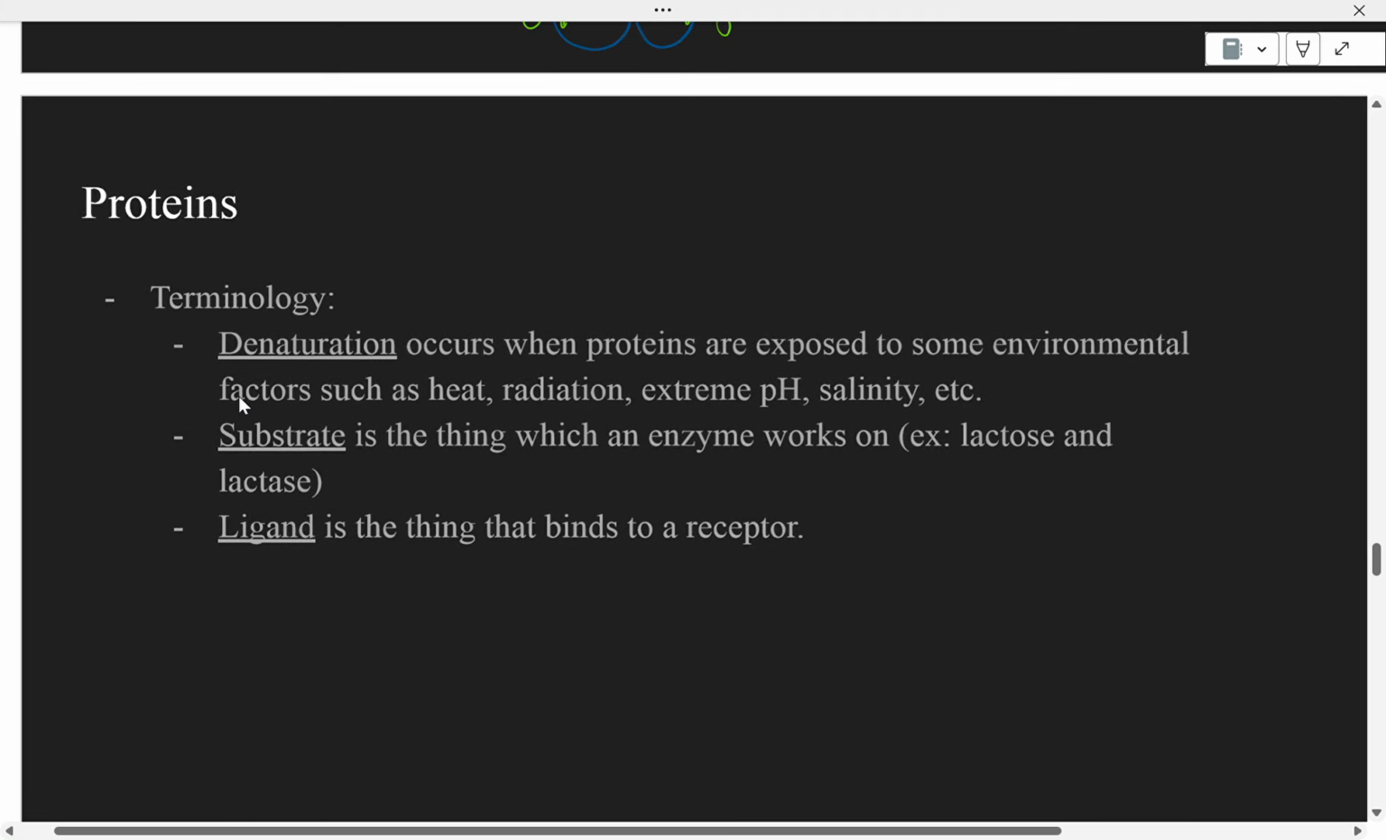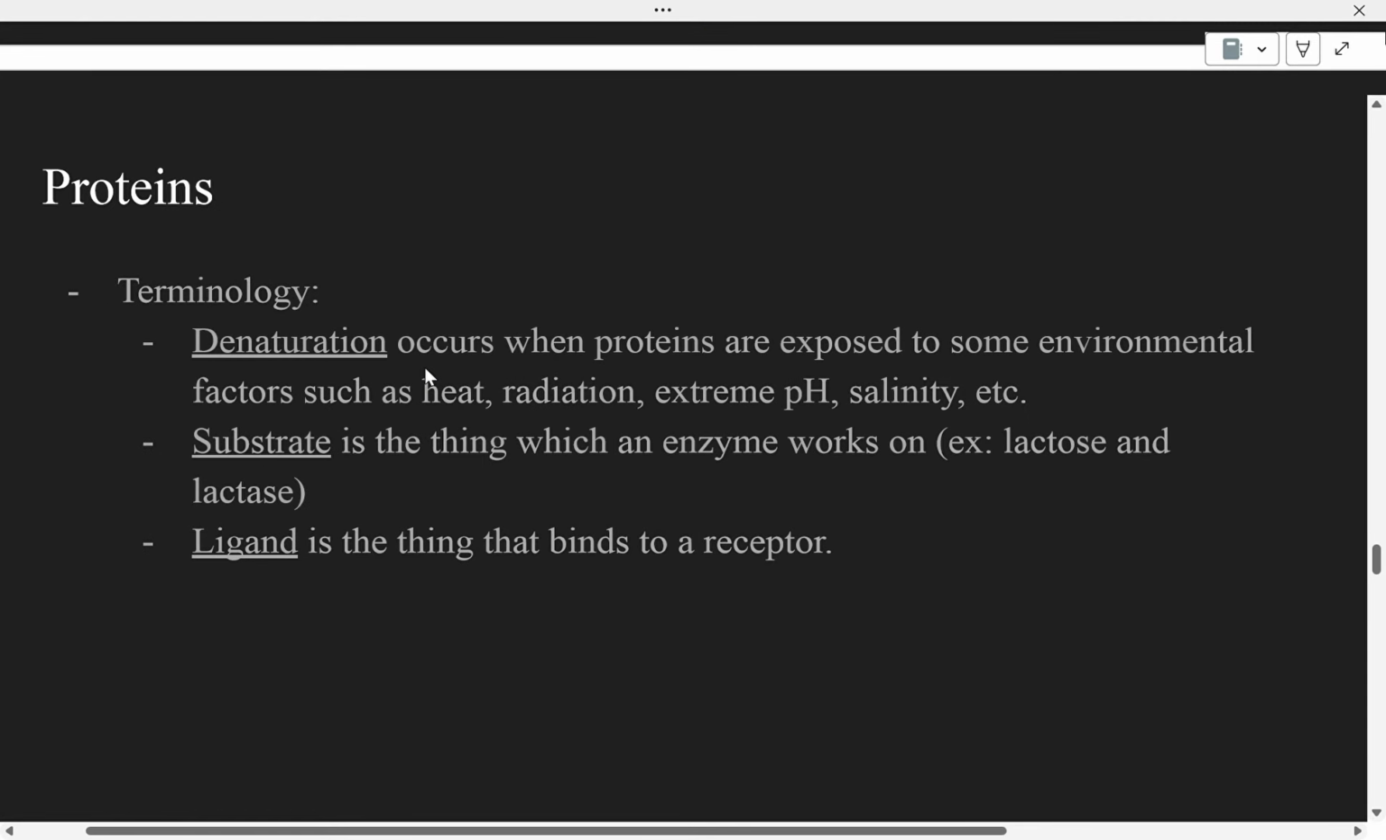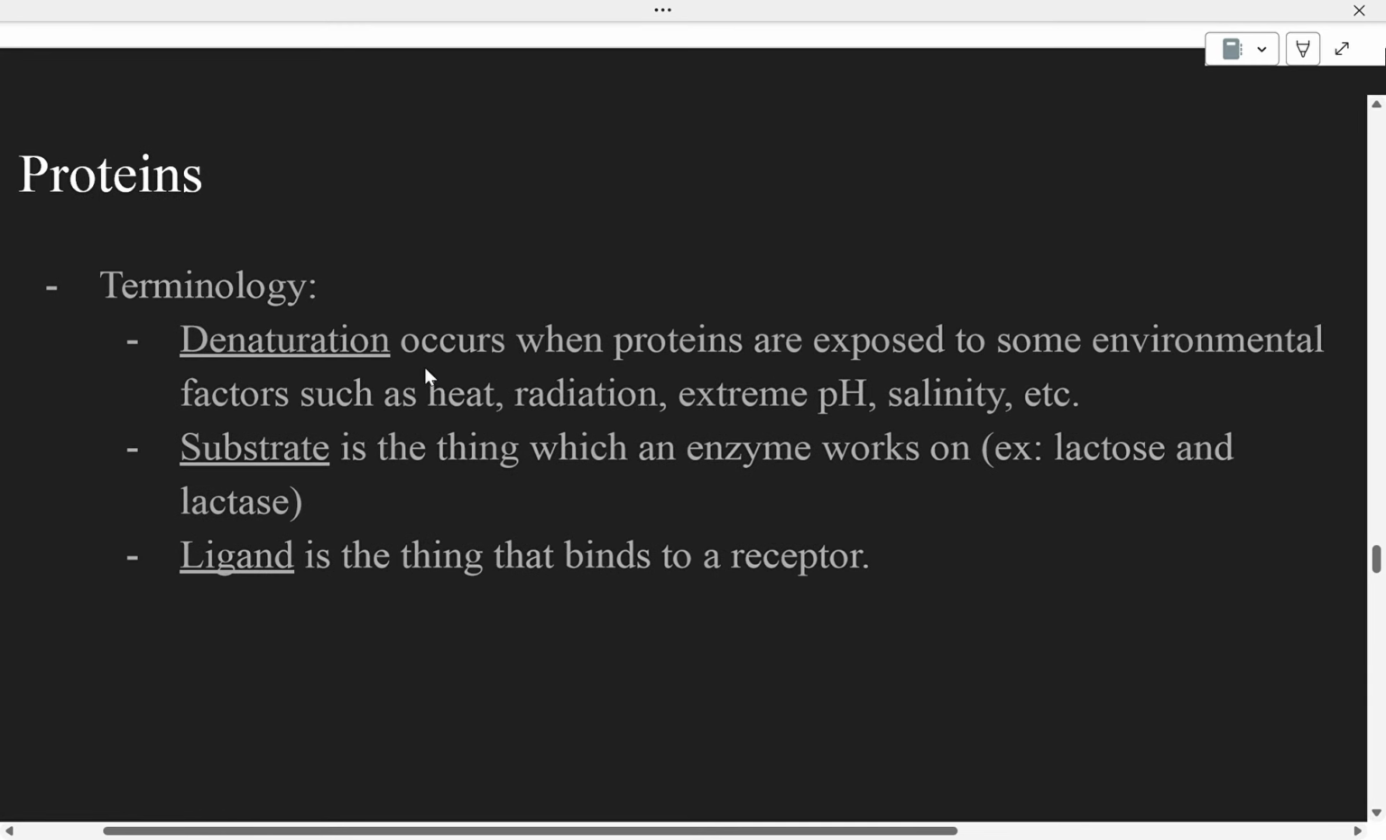All right, and then we have some terminology that you should remember or become familiar with. First, we have denaturation. This just refers to when we expose proteins to some kind of environmental factor, like heat, radiation, pH, salinity or salt concentration, etc.